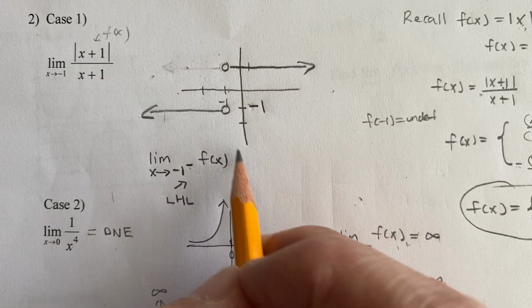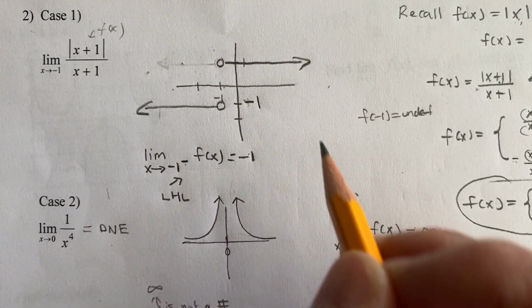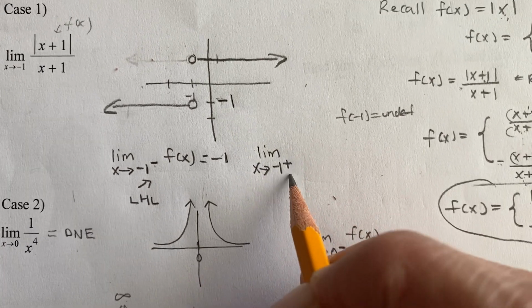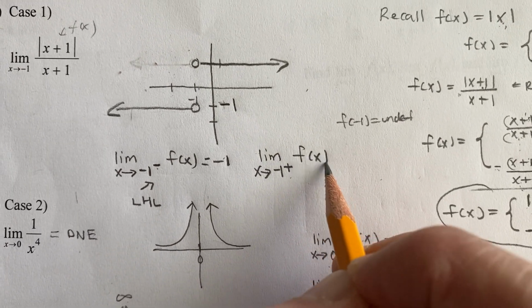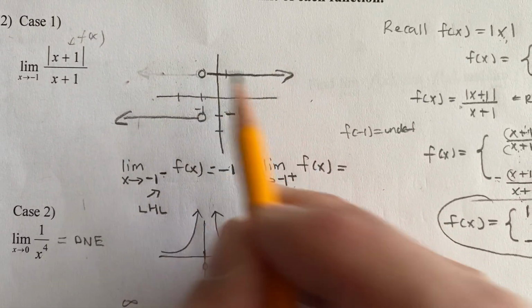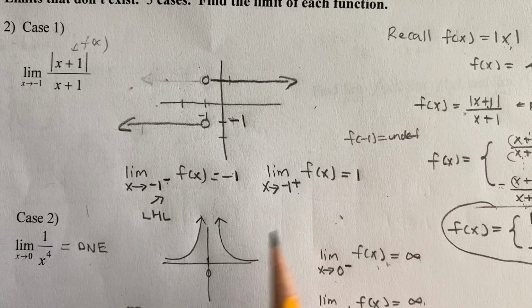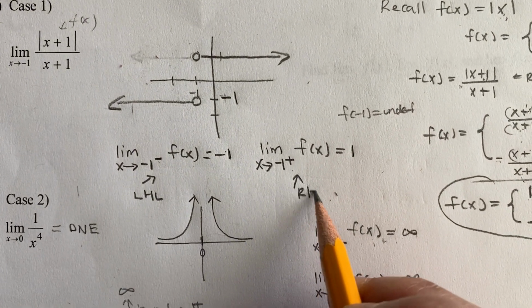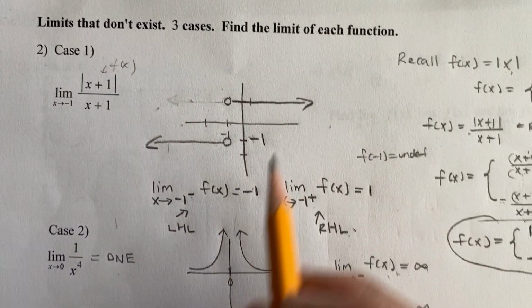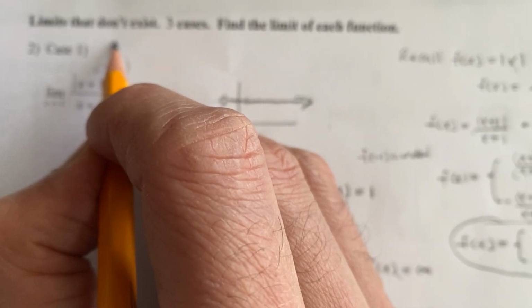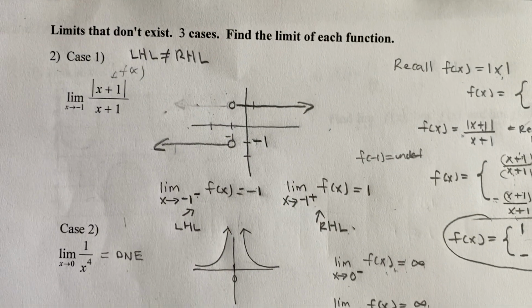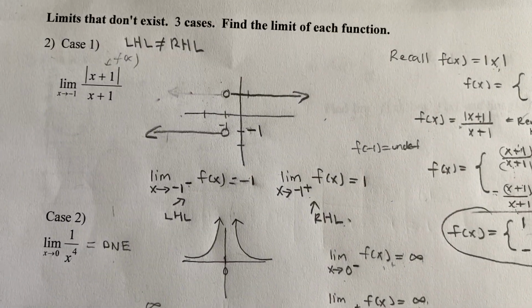Well, it looks like it's getting close to negative 1, right? And if I ask you, what is the limit as x approaches negative 1 from the right of f of x? Well, from the right, it looks like it's approaching positive 1. Notice your RHL and your LHL don't equal, right? And so for case number 1, when your left-hand limit does not equal your right-hand limit, then this limit does not exist.